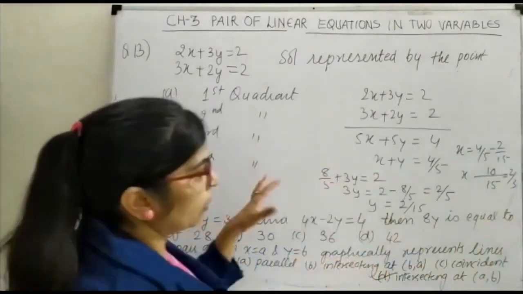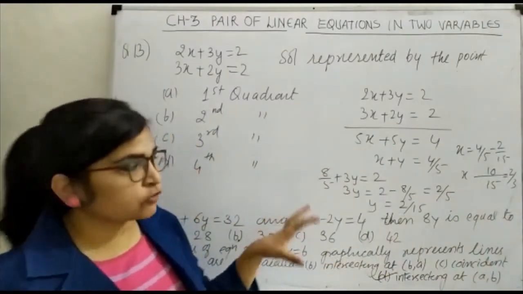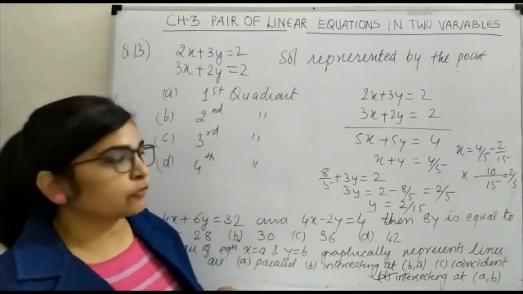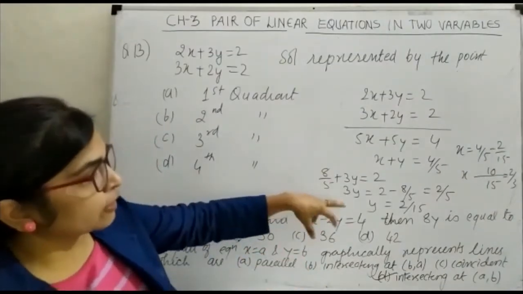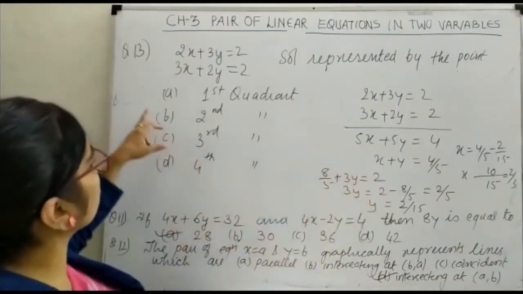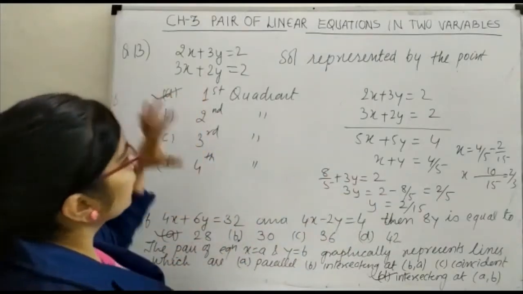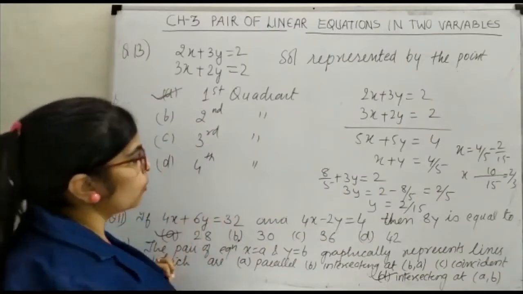So actually we don't have to do anything with the values, we just want to see whether both the values are positive, negative, or one is positive and one is negative. So you can see that the values of x and y both are positive. So in which quadrant will the answer lie? That is the first quadrant. This is how such types of questions will be worked out.